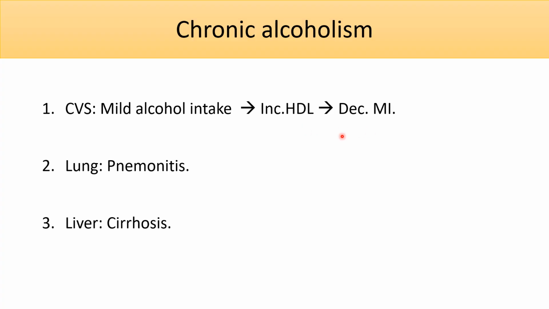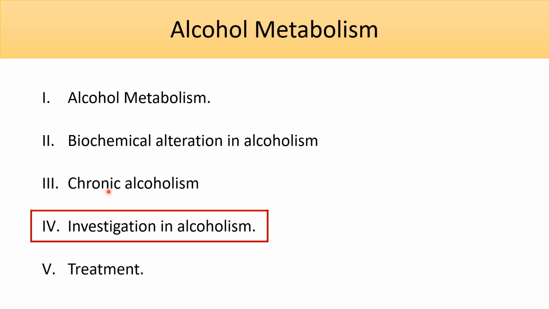In CVS, studies have shown that minimal consumption of alcohol can increase the HDL concentration, thereby preventing myocardial infarction. But this is only for minimal consumption of alcohol. But most of the time, the patient will be addicted and will be consuming more alcohol, which results in increased cholesterol concentration, which increases the chance of occurrence of myocardial infarction. In lung, due to chronic alcoholism, the patient can develop pneumonitis, and in liver, due to chronic alcoholism, the patient can develop fatty liver, which can progress to liver failure, that is cirrhosis. So we are seeing what are the different organs affected due to chronic alcoholism.